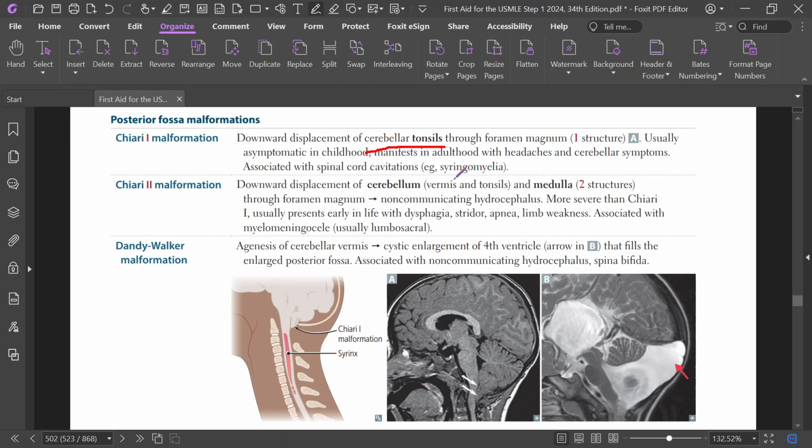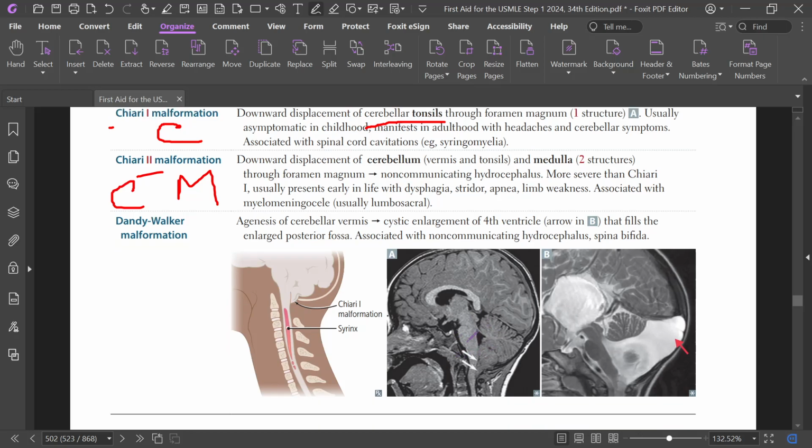If there is downward displacement of two things, that means cerebellum and medulla. In Chiari 1 there is downward displacement of the cerebellar tonsil, but in Chiari 2 malformation there is downward displacement of the cerebellar tonsil and vermis, that means the whole cerebellum and medulla, through the foramen magnum.